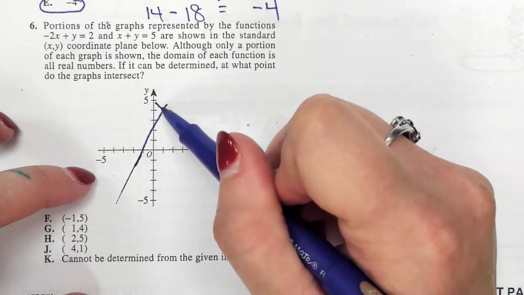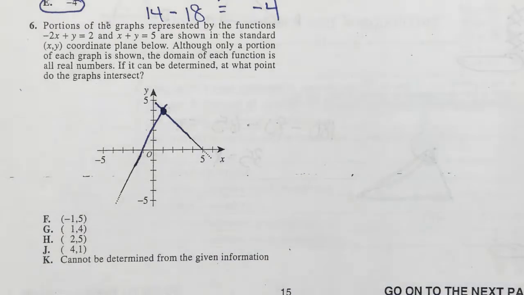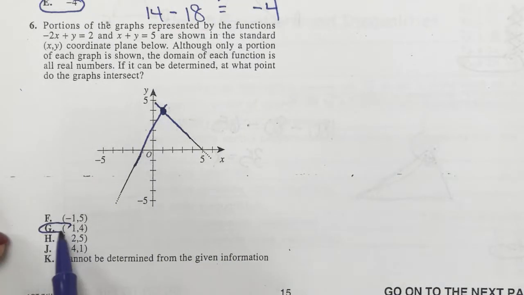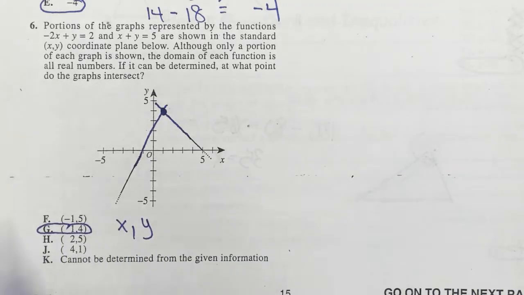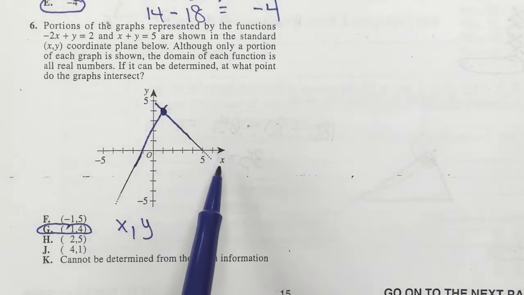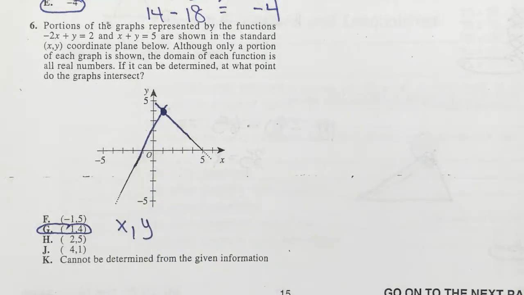Okay. Now, about where do those intersect? About 1 and 4. Very good. Remember that X comes first. It's X and then Y. Okay? And they were even nice and gave you the X and Y axis. Look at that. Y'all okay? Pretty easy? All right, here we go.